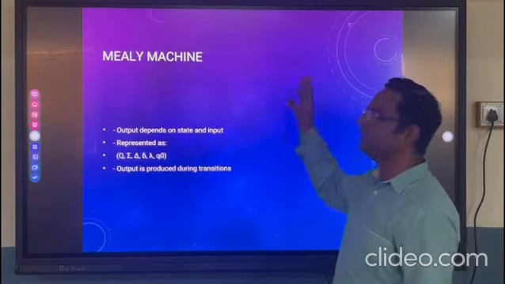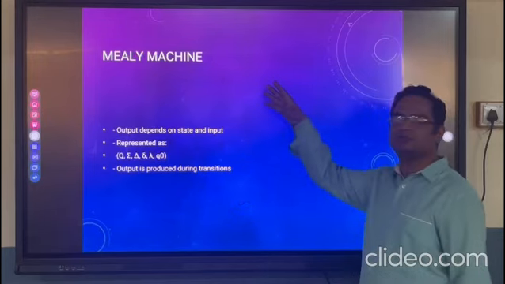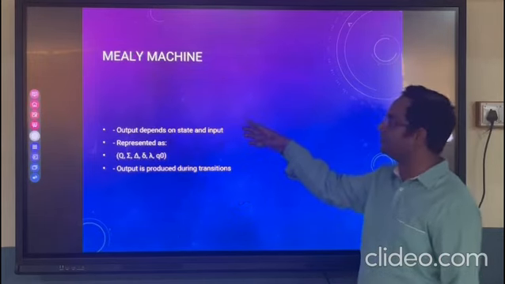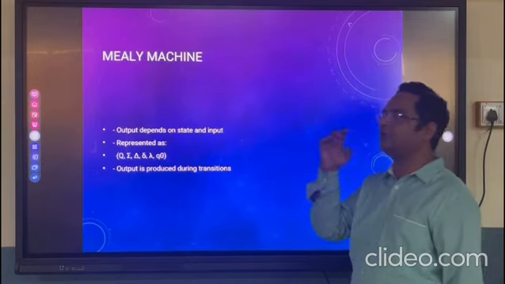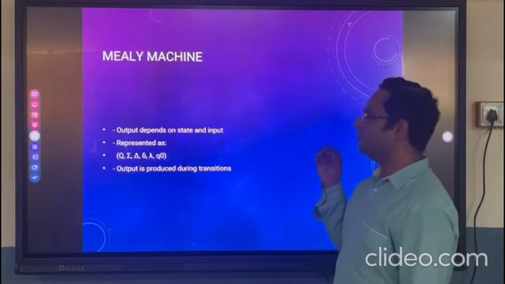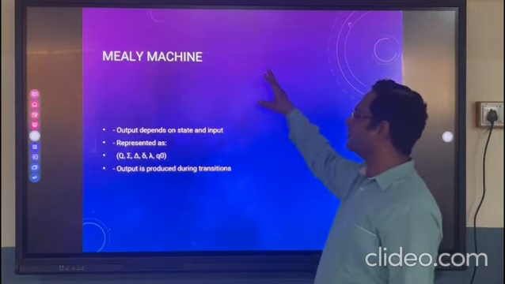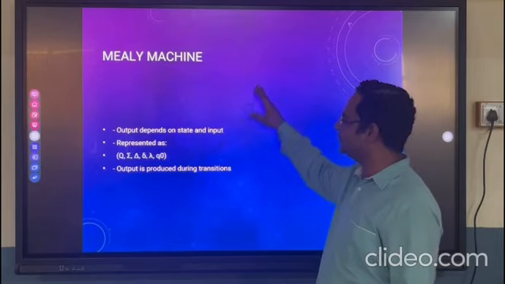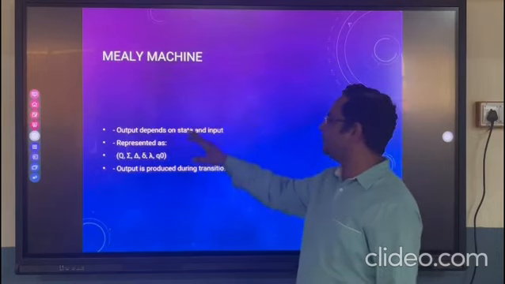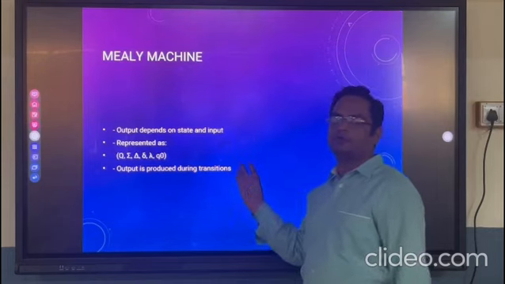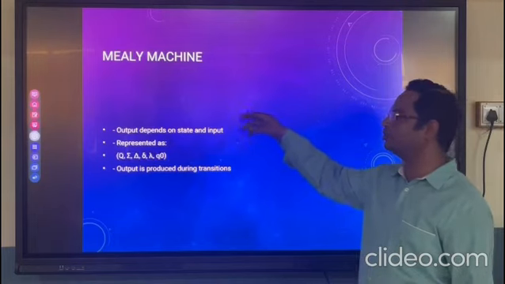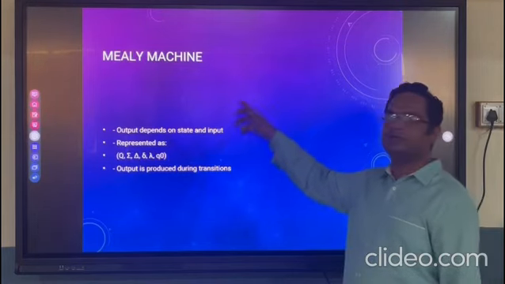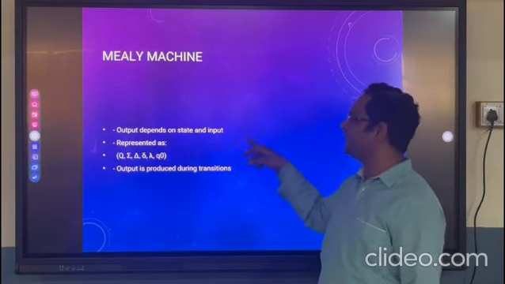Next is the Mealy machine. It is also part of the finite state machines. Generally, finite state machines are machines in which various kinds of input and output are displayed. In the Mealy machine, output depends on the state and input, whereas in the Moore machine it depends only on the present state, while in the Mealy machine output depends on the state and input.